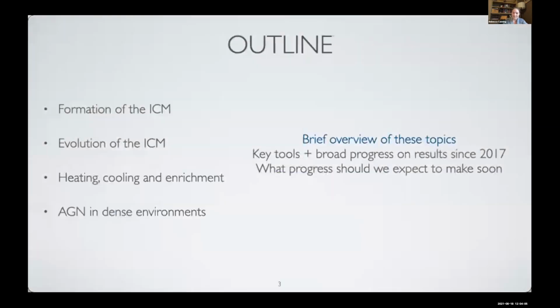A number of these topics have come up in one way or another throughout the week, so I'll try to be brief in those cases. I'll try and give a brief overview of the topics, focus maybe on key tools and methodologies, broad progress since 2017, and also what progress we might make soon with new facilities and with improved methods.